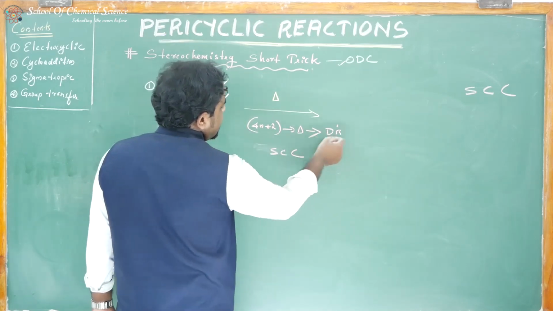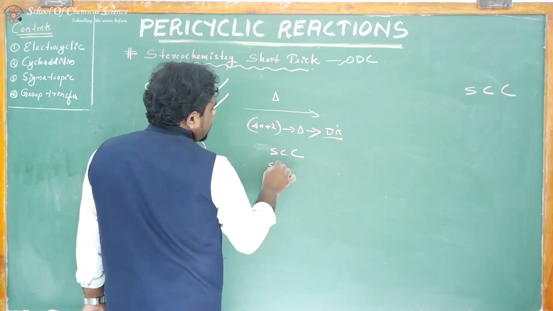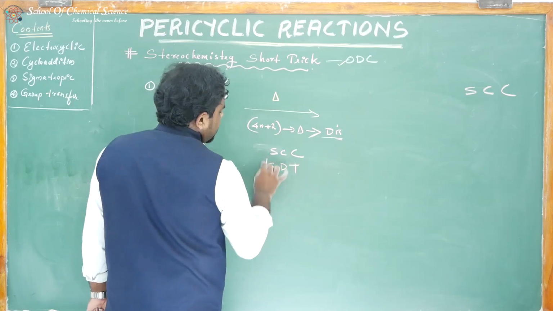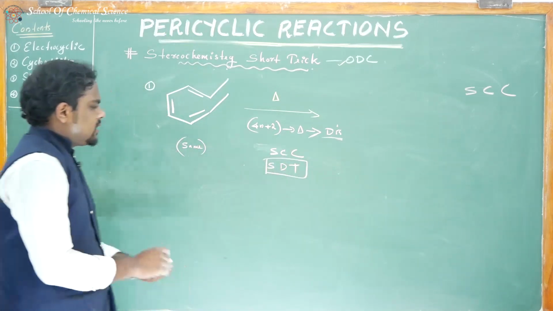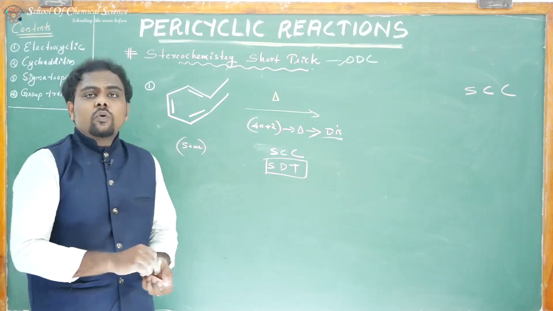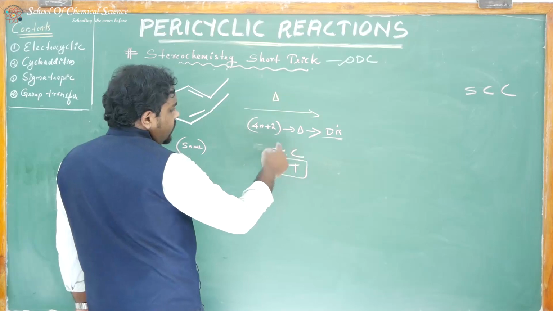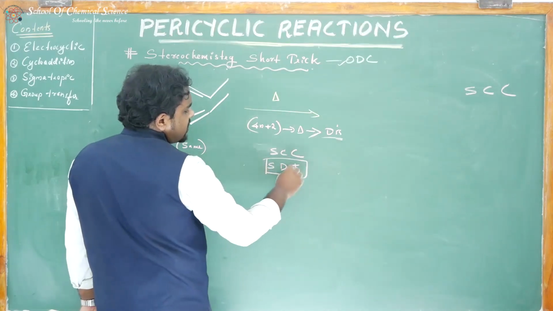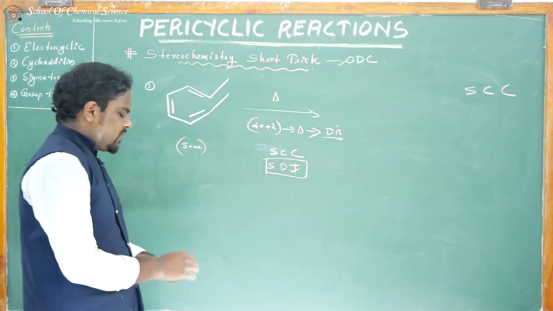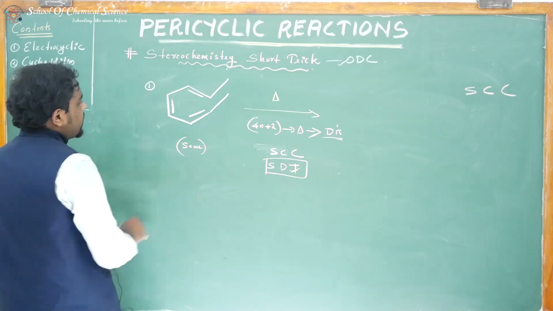But here the rotation is dis. So S rotation dis T. So you have to follow SDT. Remember ODC and SCC. Here SCC, but rotation is dis, therefore stereochemistry is trans. Then predict the product.